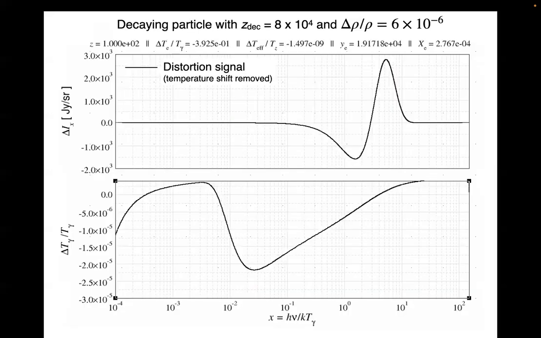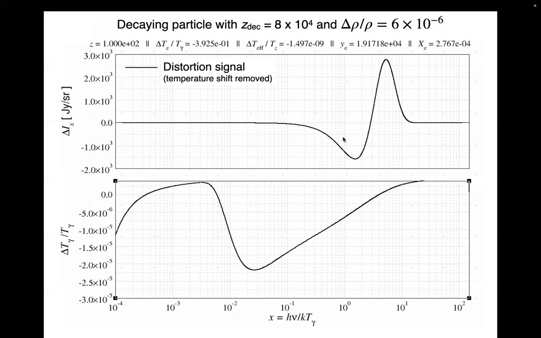I want to show you an explicit example for a decaying particle, where I chose the redshift of the decay, or the lifetime-equivalent redshift, to be 8 times 10^4. This should be a signal that will be somewhere between a mu- and y-type distortion. I assumed a total energy release of 6 times 10^-6. This is not ruled out by FIRAS. I'm starting at high redshifts. This is a snapshot at the end, but let me start this movie.